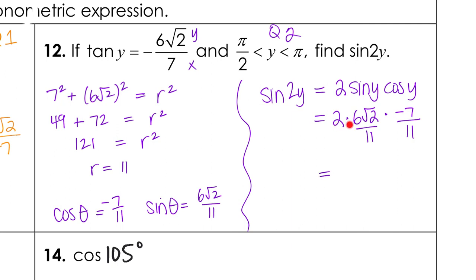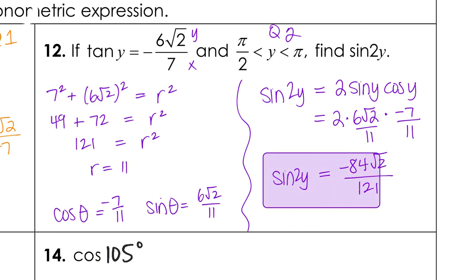So 2 times 6 is 12. 12 times negative 7 would be negative 84 square root of 2. Then at the bottom, 11 times 11 is 121. And then 84 over 121, it doesn't simplify, so it's going to stay like that. Sine of 2y is negative 84 square root of 2 over 121.